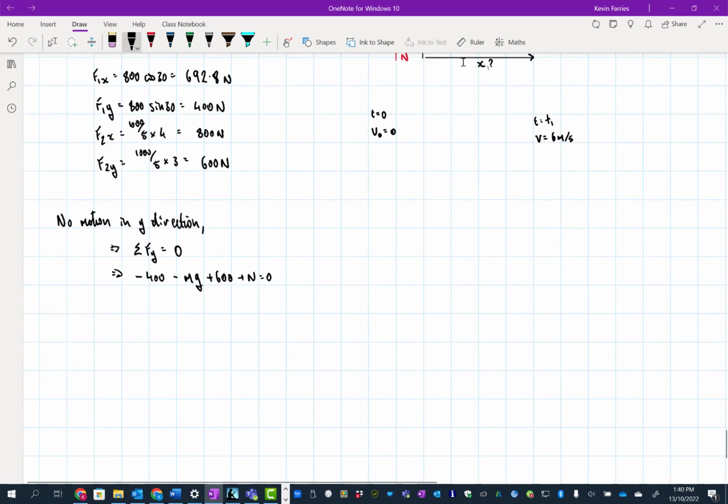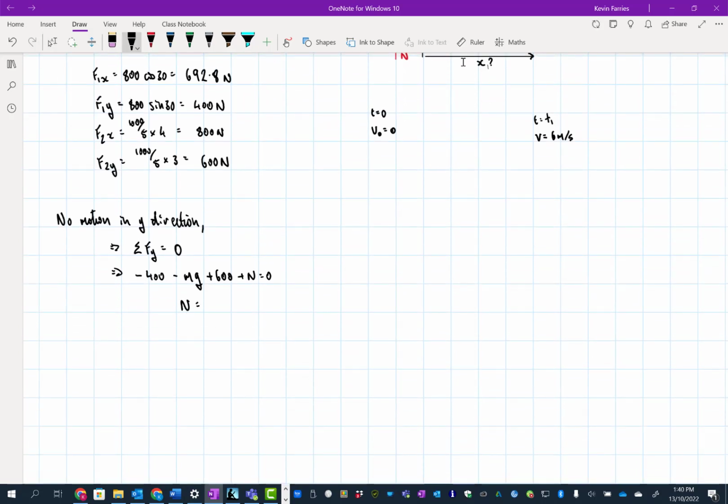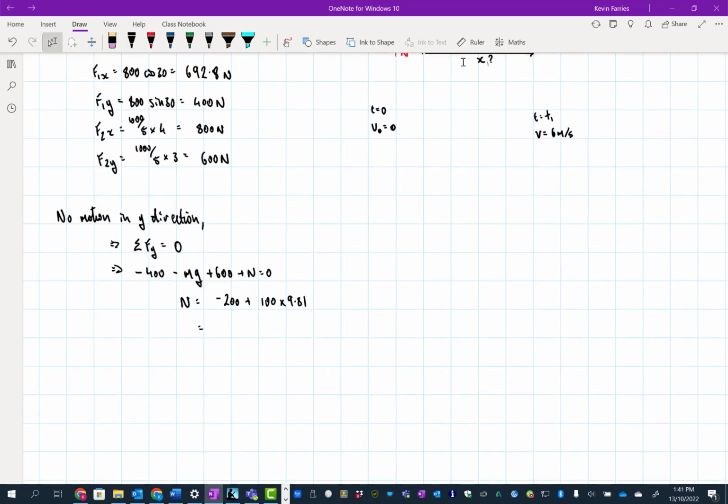So therefore that normal force is equal to 600 minus 400, so that's 200. Taking it to the other side, it's going to be minus 200 plus the mass, which was 100 kilograms, times gravity, 9.81. Does that make sense? Let me just double check that. Yeah, so it's going to be minus 200 plus 100 times 9.81. 781 newtons.